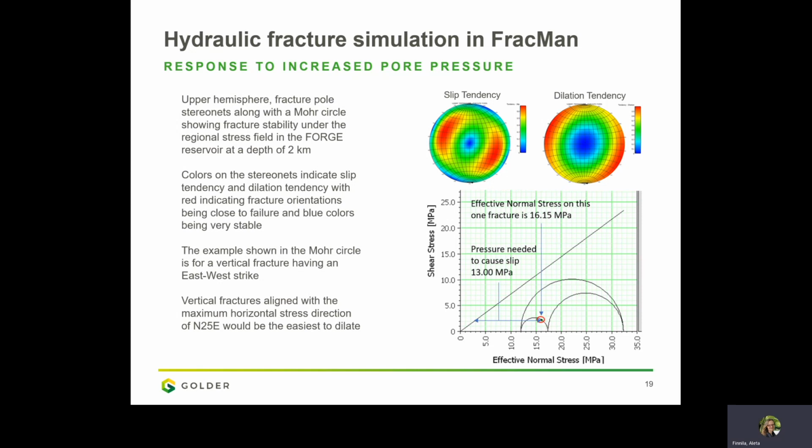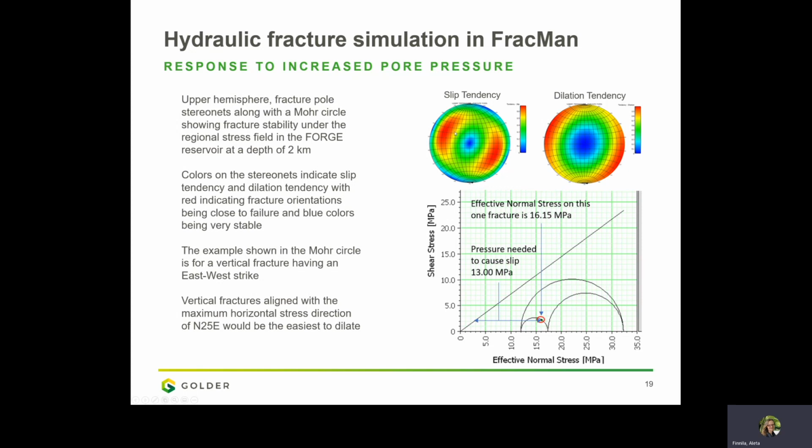This slide goes into a little more detail about what we're doing in the Frackman simulation in order to decide which fractures will tend to slip, which will inflate, and which will be stable. What you're seeing up here are upper hemisphere fracture pole stereo nets, where I'm going to look at one particular fracture. It's a vertical fracture with an east-west strike. So the pole is right here, close to this point. I'm just using this as an example.